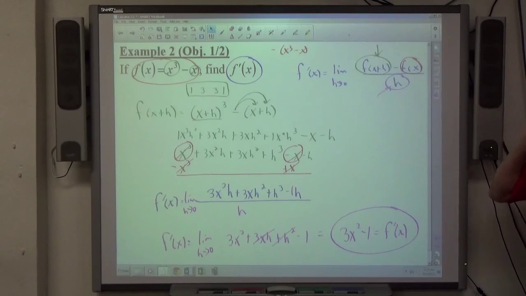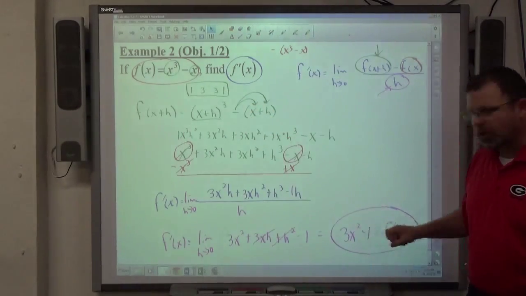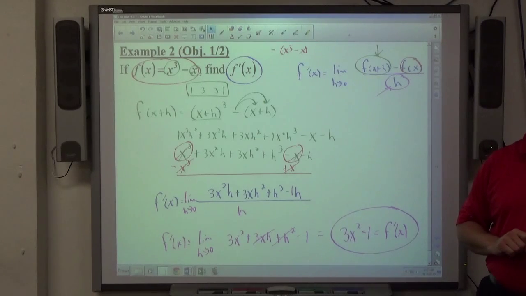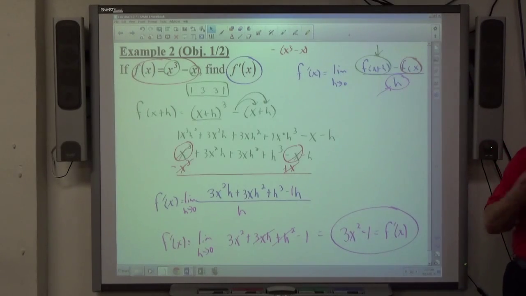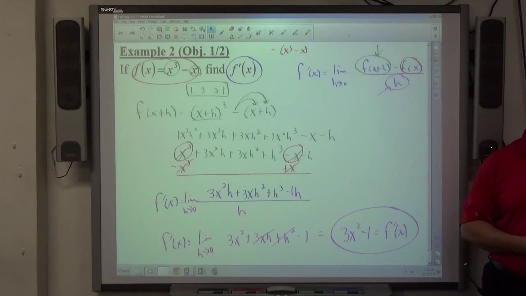At the point 0, 0, that'd be a point on that graph, right? The slope is negative 1. At the point 1 comma 0, the slope is 2. At the point 2 comma 6, the slope is 11. Right, like that. So any point they give me, I can find the slope of the tangent line just by using this formula. Change x to the x value, and then that's the slope.